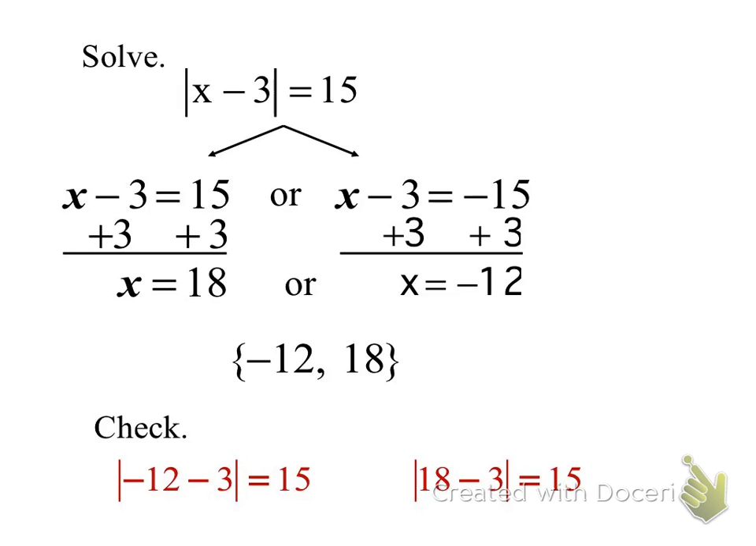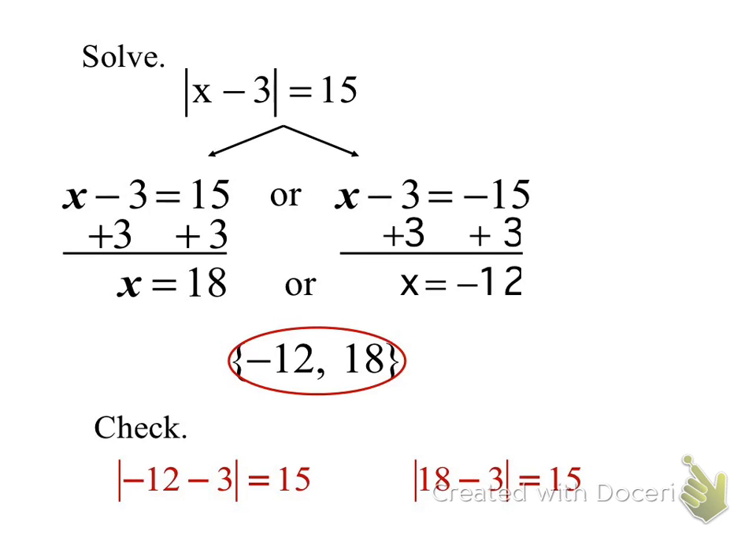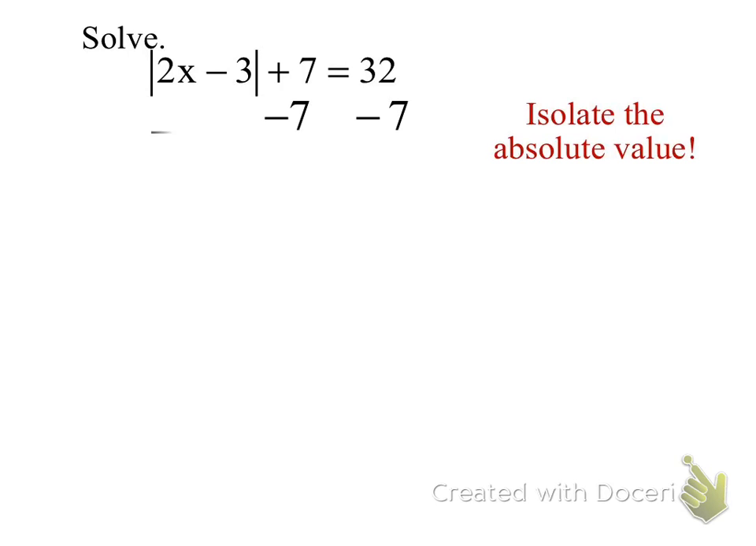18 minus 13 is 15, and the absolute value of 15 is what? 15. So, when solving absolute value, this is the problem we had last time when we were doing chapter 3. We have to isolate the absolute value before we branch it off. So we do not branch here. How do I get the absolute value alone? Mike? We are subtracting 7 from both sides.